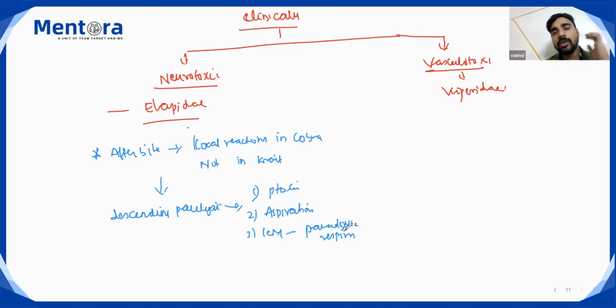Whenever there is any neurotoxic snake bite, there is first a local reaction. After that, there is some descending paralysis. But in the case of krait, there is no local reaction. So an important golden point in the case of krait is that they are nocturnal snakes. Nocturnal snakes means they're active in the night time.